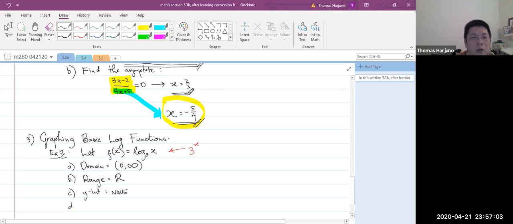Now the x-intercept here, we look at the y-intercept for 3 to the x. The y-intercept here was (0, 1). Now when you do the inverse, it becomes the x-intercept, (1, 0).